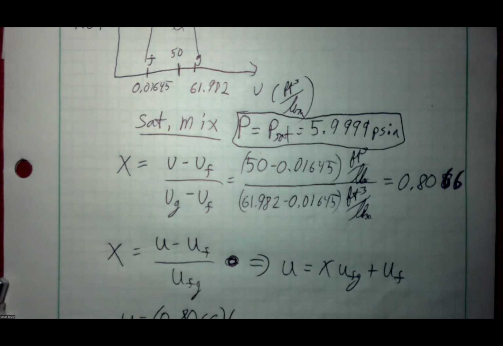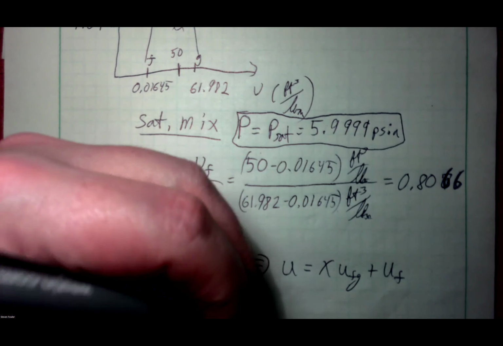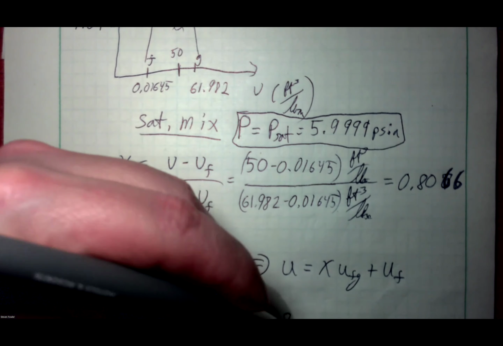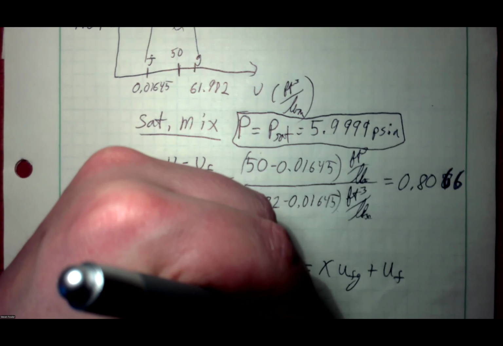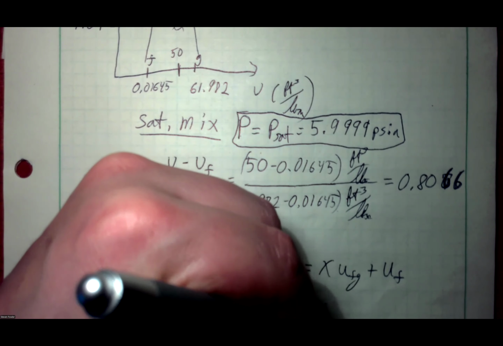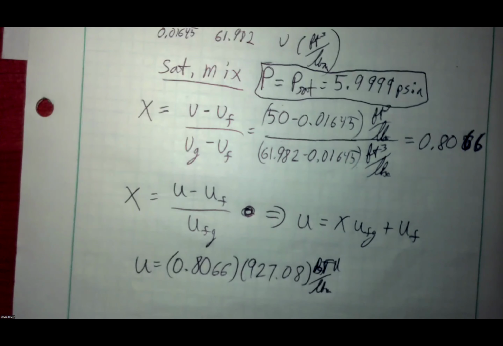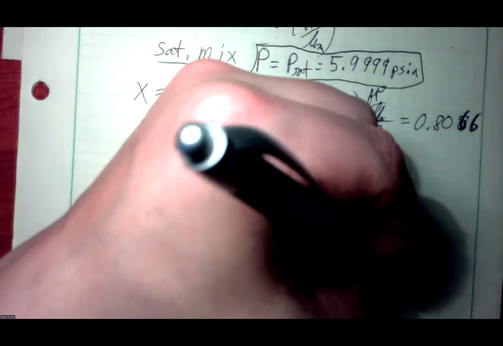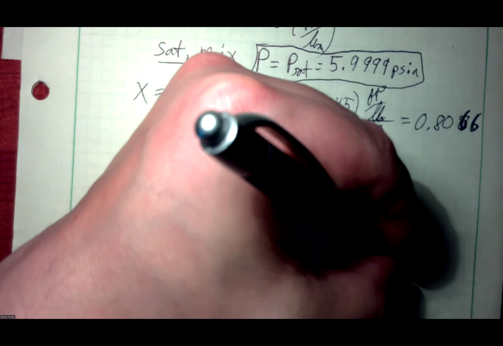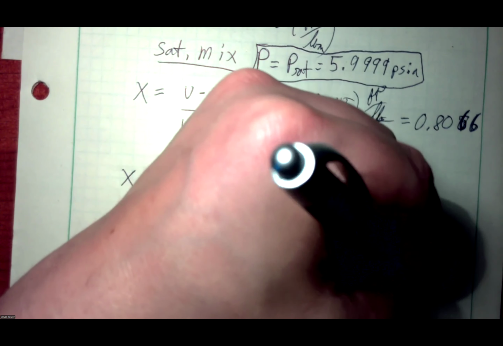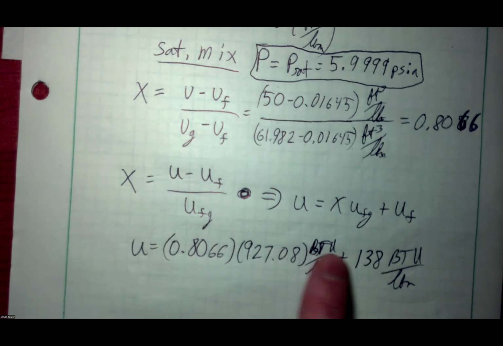UFG and UF at 170. So UF is going to be 138. UFG is 927.08. That's going to be BTUs per pound mass. These are English units. And then the U sub F value, I believe, is 138 even, 0.00 BTUs per pound mass. So I've got the same units here. This is unitless, same units here and here. So I can add those together.